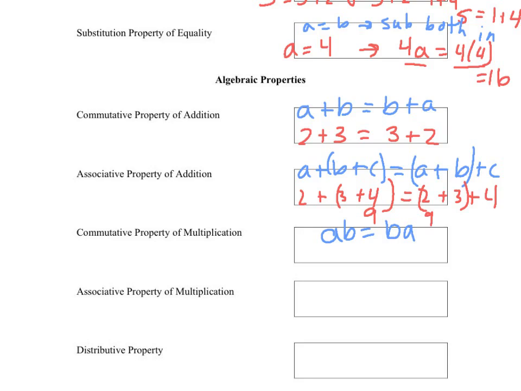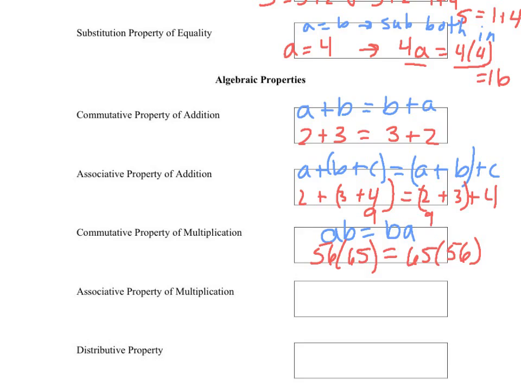56 times 2? So 56 times 65 is equal to 65 times 56. Right? Those two things mean the same thing. Okay? What about the associative property for that?